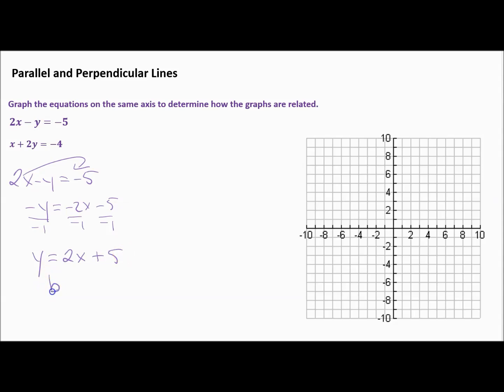So my b value is 5. That'll be the first point I plot. And my slope is 2. If you like that in terms of rise over run, that's 2 over 1. Okay, so let's graph. My b is 5. So here we go. And I rise up 2 and run 1. Again, 2 and run 1. I can even go down 2 and left 1.